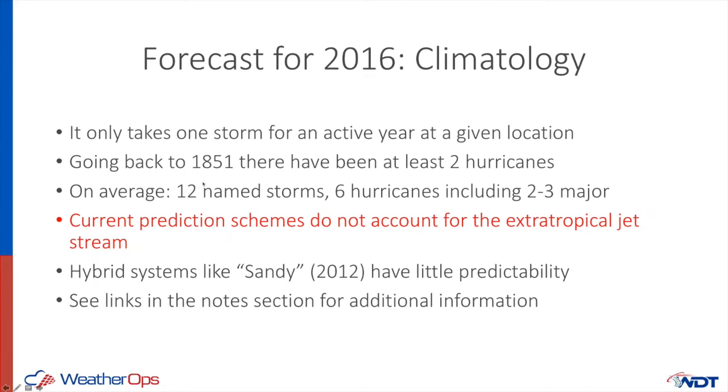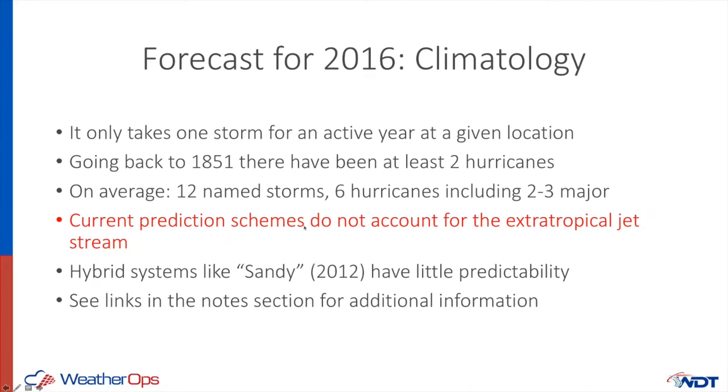And on average, what does that mean? It means 12 named storms, give or take a couple, 6 hurricanes, give or take a couple, including 2 to 3 major. Again, current prediction schemes can't account for all of the factors that we know are important for modulating frequency and intensity. Also, I'd remind people that hybrid systems like Sandy have very little predictability. It only takes one storm like a Sandy or an Andrew.